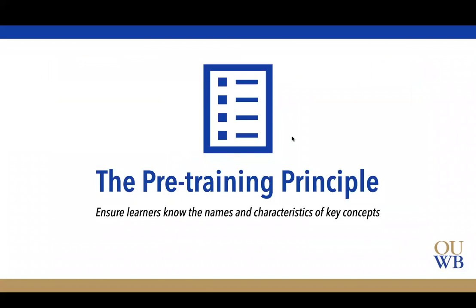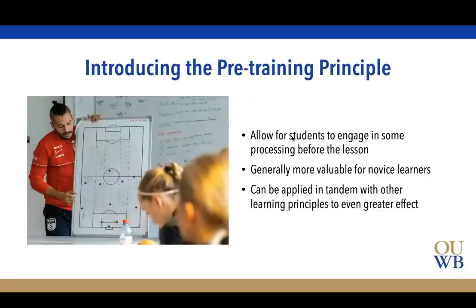And the key idea here is that we want to ensure, to the extent possible, that learners know the names and characteristics of key concepts ahead of time. And this can be a nice alternative to the segmenting principle, especially in the real world context of I probably am not going to get more time to teach than I want or have. And I may not have enough autonomy to segment stuff. So the pre-training principle is really about allowing students to engage in some of the processing involved in the lesson ahead of time.